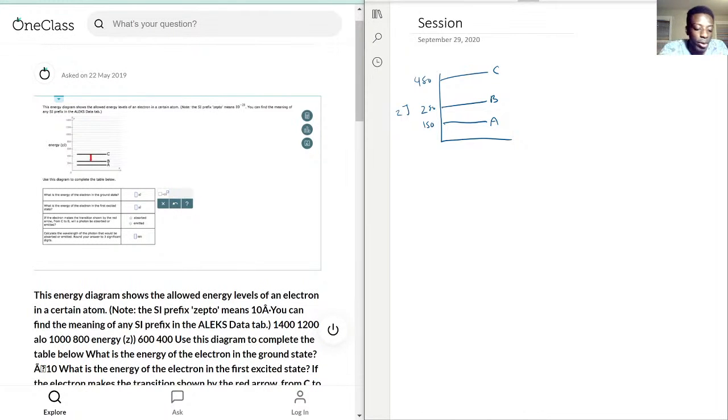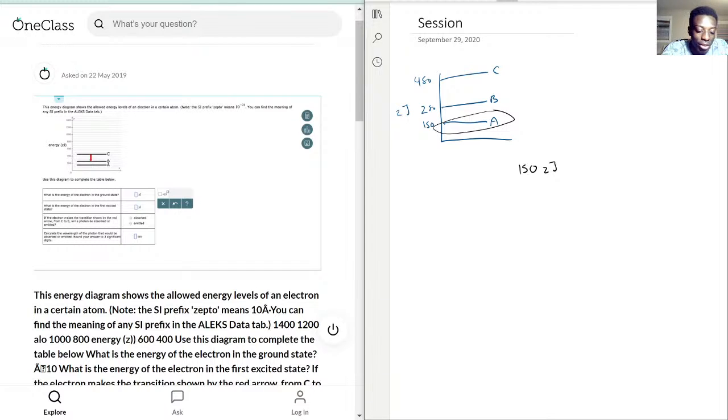Now the first question they ask is, what is the energy of the electron in the ground state? Ground state just means simply the least state, the least state the electron can be, not 0, but whichever line they give you that is the lowest. So that one would be A. That means the energy of the electron at the ground state would just be 150 zeptojoules. So we have the first one done.